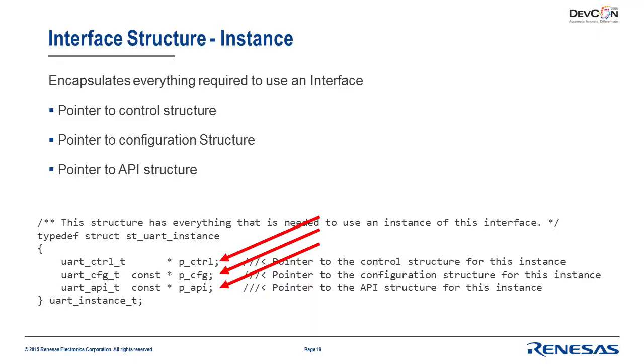So let's look at the instance structure. It encapsulates everything you need to use an interface. It's a very important point to get because we'll beat it in here as we keep on going on. So here's an example one from the UART interface. There's a pointer to the control, a pointer to the configuration structure, and a pointer to the API structure.